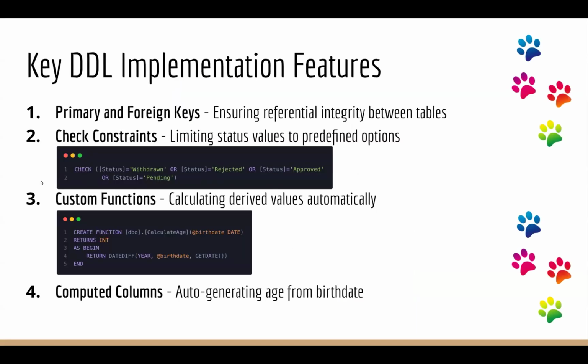Let me highlight several important implementation features in our DDL. First, we implemented comprehensive check constraints for enforcing data integrity. For instance, application status values are restricted to specified values, as shown here below. The status will only be withdrawn, rejected, approved, or pending. And second, we created a computed column for derived data. The animal table automatically calculates an animal's age based on its date of birth.